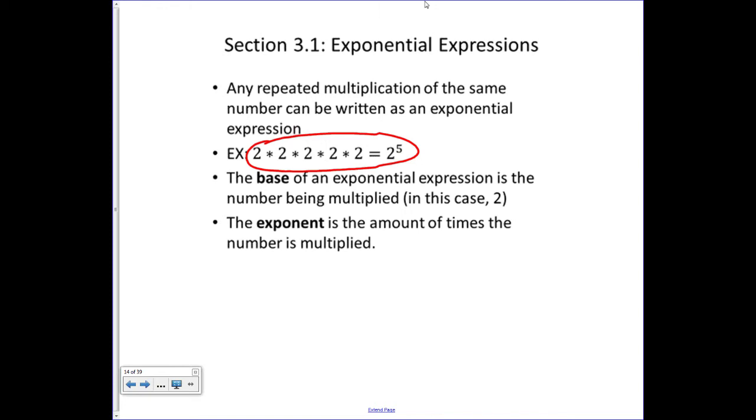In this case, what we refer to as the base of the exponential expression is the number that's being multiplied. So 2 is the number being multiplied repeatedly. It's called the base. And what we call the exponent is the amount of times that the number is multiplied. So here, 2 to the 5th power means we would multiply the base 2 times itself 5 times. And so 2 times 2 times 2 times 2 times 2, that's all going to be equal to 32.